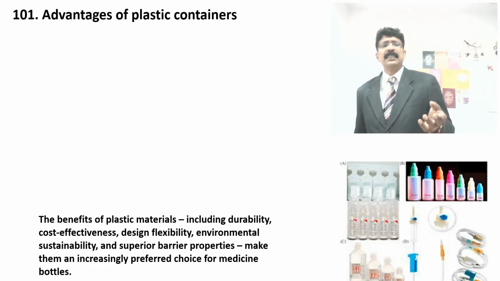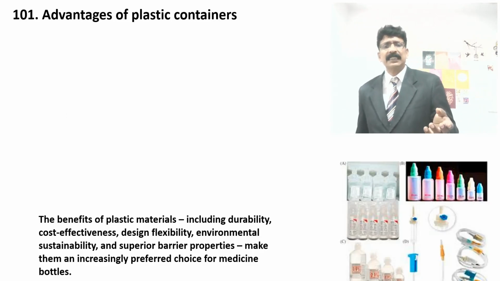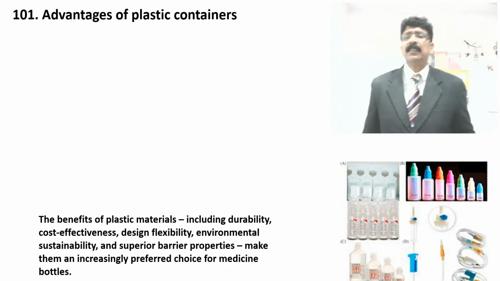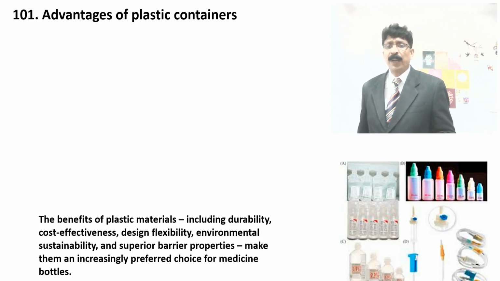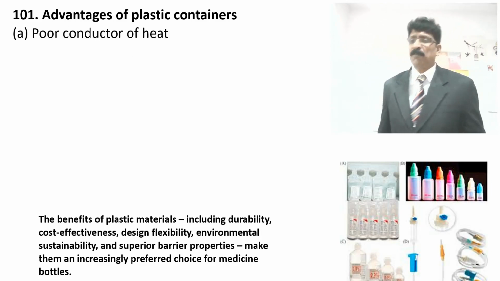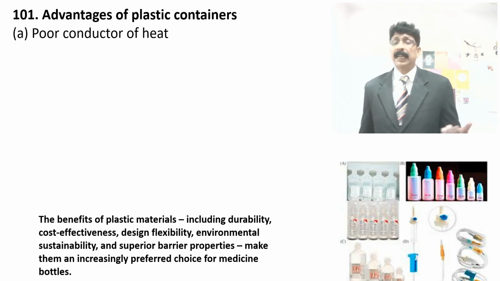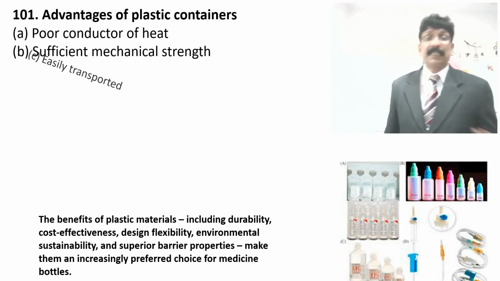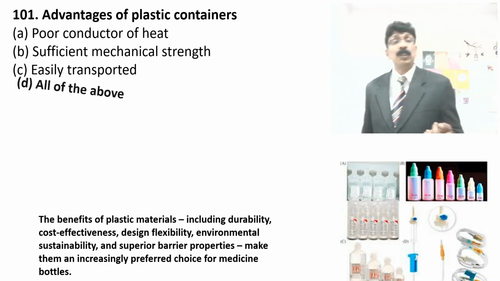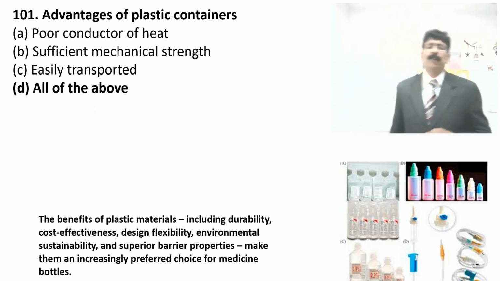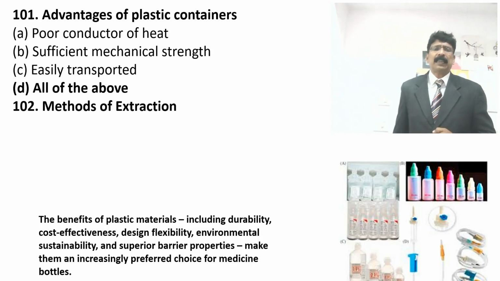Plastic materials, what is their use in the formulation? We have vials, ampules, catheters, and many plastic materials used in pharmaceutical applications. They are poor conductors of heat, have sufficient mechanical strength, and are easy to transport, so we use plastic containers. All the above are very useful for plastic containers used in pharmaceutical formulation and preparation.